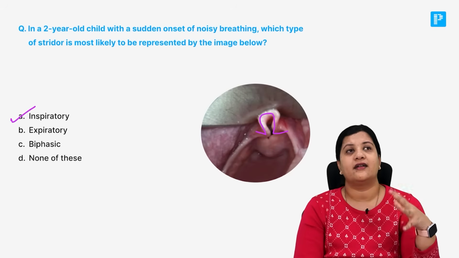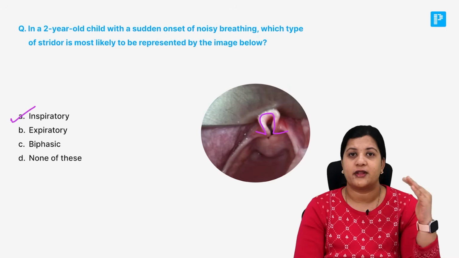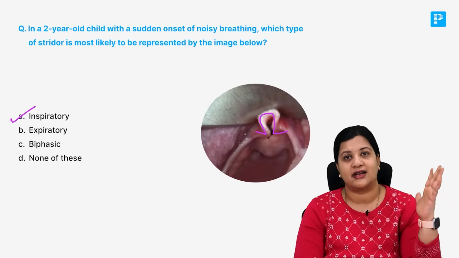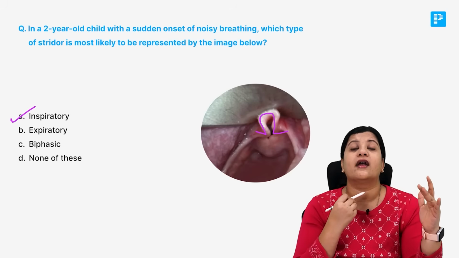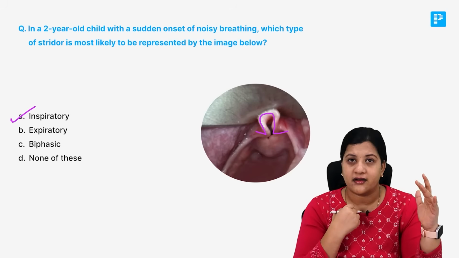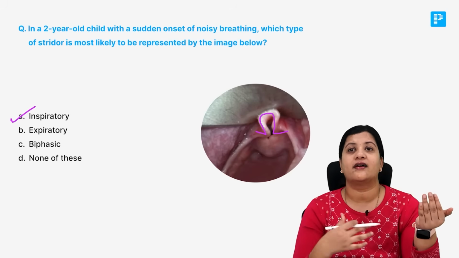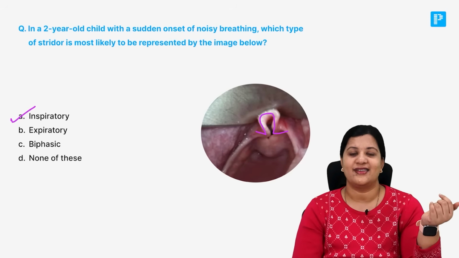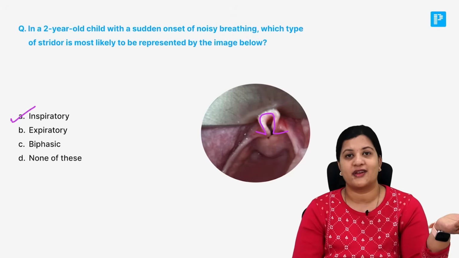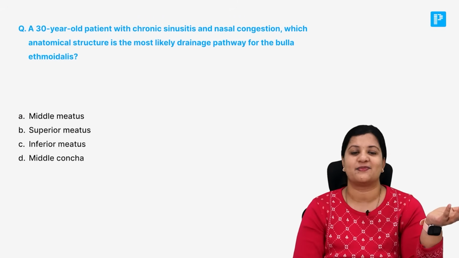So we know that a rule of stridor exists. Any pathologies above the vocal cord will result in inspiratory stridor. Any pathology at the vocal cord and up to the subglottis and cervical trachea will result in biphasic stridor, and any pathology in the mediastinum will result in expiratory stridor. So laryngomalacia, the most common congenital anomaly, presents to you with inspiratory stridor.